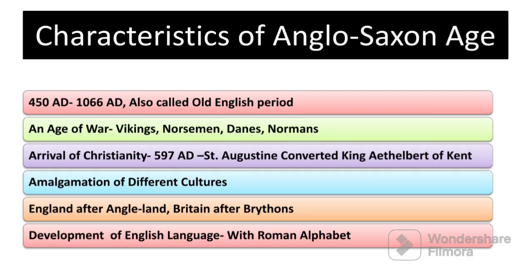Now coming to the characteristics of the Anglo-Saxon age. The age starts from 450 AD till 1066 AD, and it is also called the Old English period. The English which we read today was not like this. You will not be able to understand it, you will not be able to read it. It was Old English. The alphabets were very different, the spellings were very different, and you will not be able to read it properly.